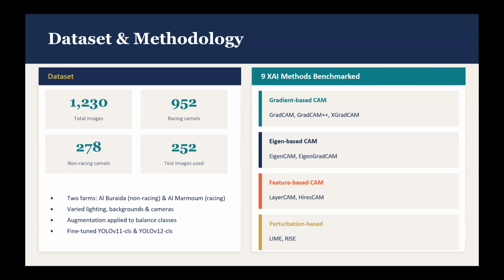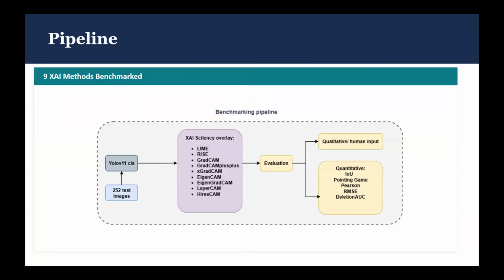Then we fine-tuned two YOLO V11 models, per a previous study, for classification only. After this, we'll proceed with testing 9 explainable AI methods to determine which model was faithful and accurate with the detection areas or differentiation areas between the two classes.